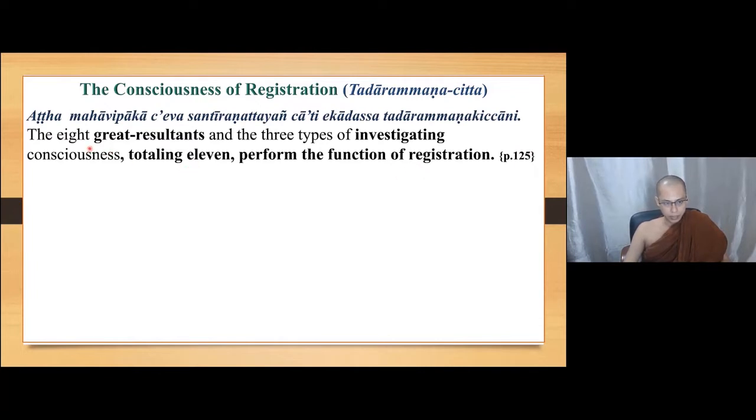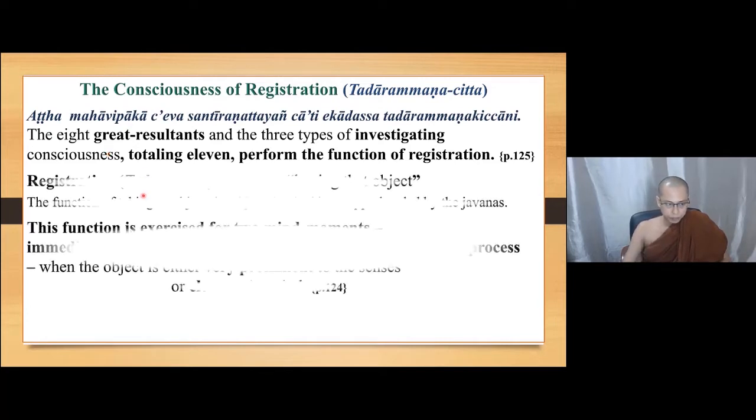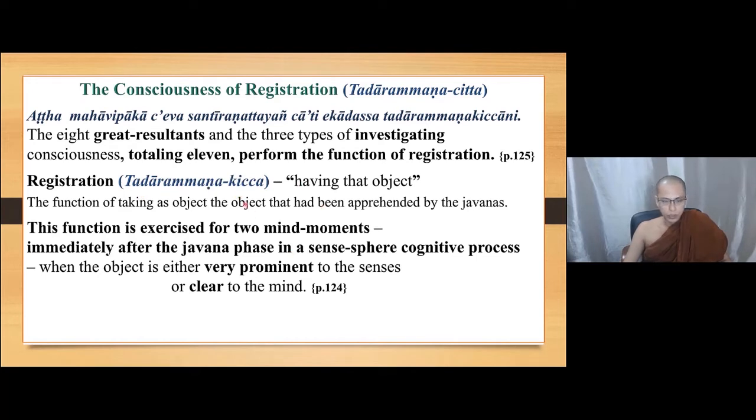What are the 11? The 8 great resultant and 3 types of investigating consciousness. So only these 11 out of the 89 consciousnesses can perform the Tadarammana-kicca, the function of registration. This information is very important to identify the registration moment. Then what is registration? Just to review, Tadarammana, the literal meaning is having that object. That object refers to the object apprehended by the Javana. So the Tadarammana follows the Javana, taking the same object as the Bhavanga.